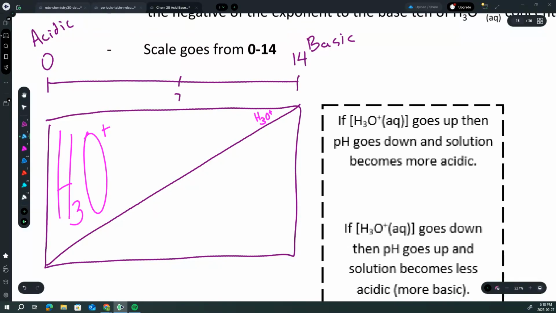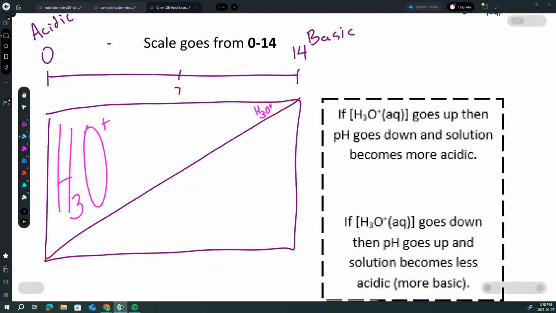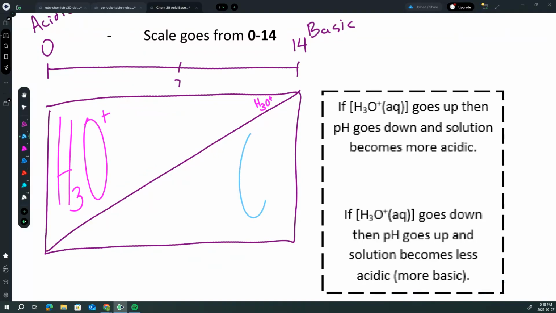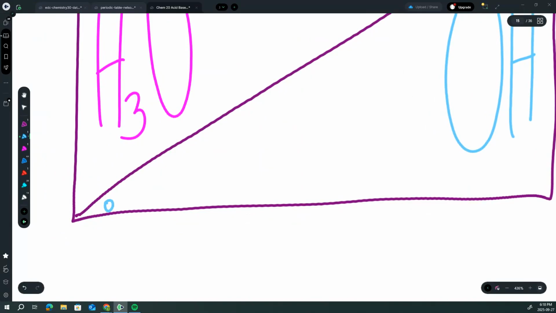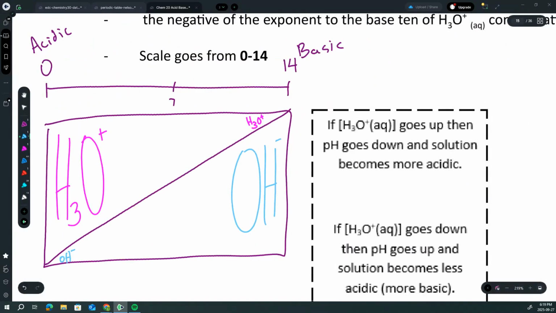And the opposite is going to be true for hydroxide ions. So if you have a large concentration of hydroxide ions, your solution is going to be basic. That's why I'm drawing the hydroxide ion quite large. If you have a very small concentration of hydroxide ions, then your solution is going to be quite acidic.